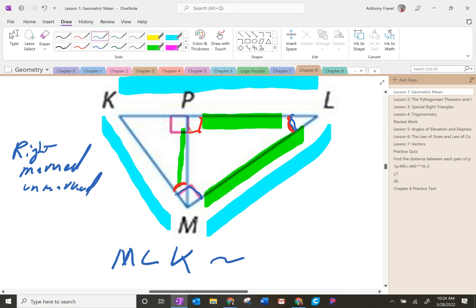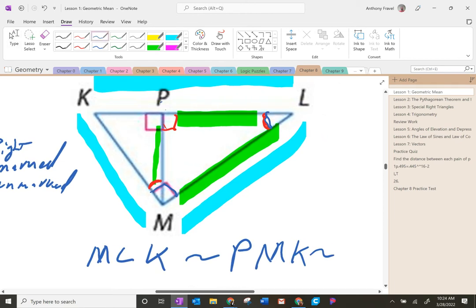For my next smaller triangle, I'll start here. I'm going to start with angle P. I'm starting with my right angle, going to my marked angle to my unmarked angle, which would be PMK. And then for my last one, this triangle here, I'm going from my right angle, so P, to my marked angle L, to my unmarked angle M.